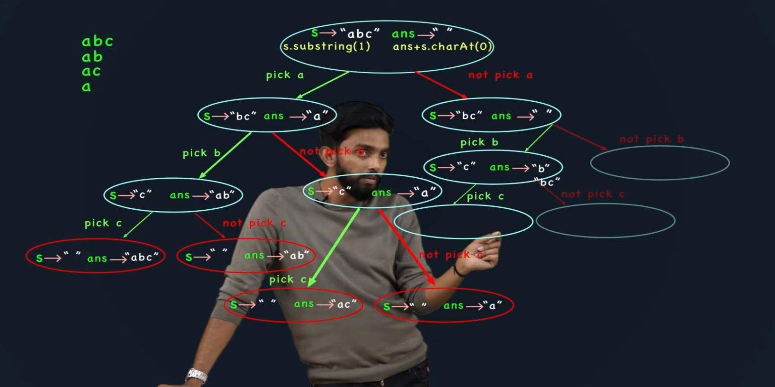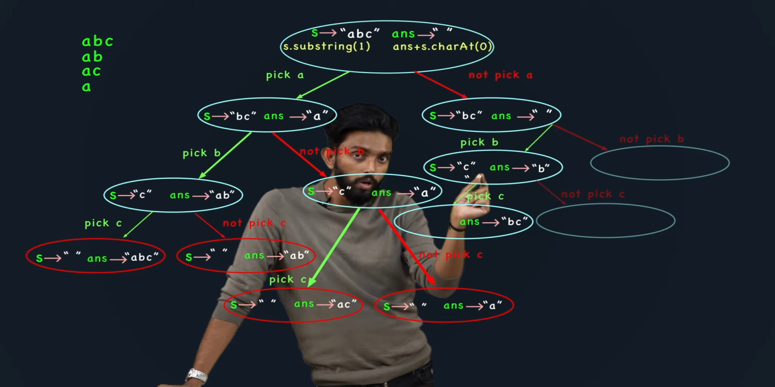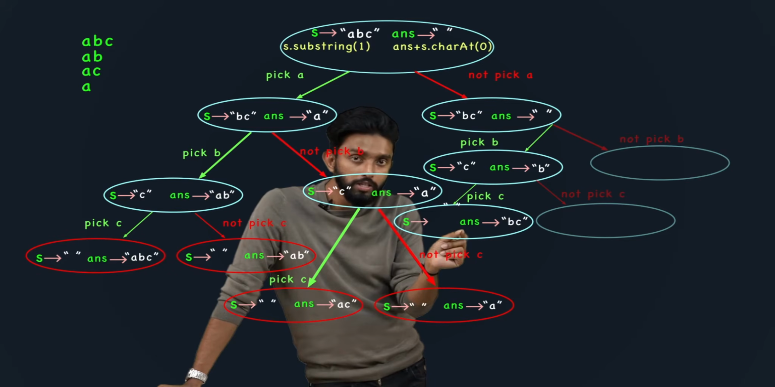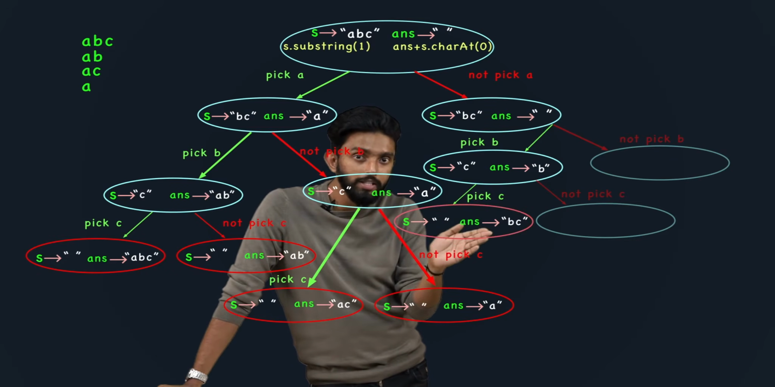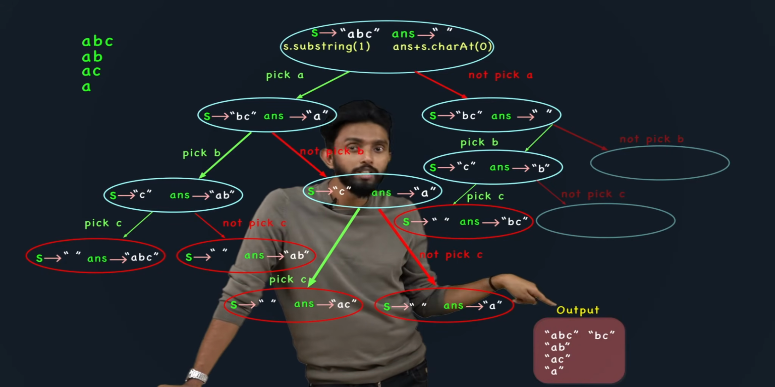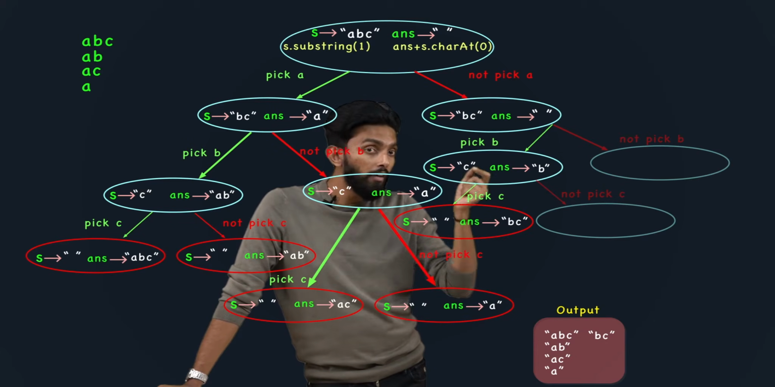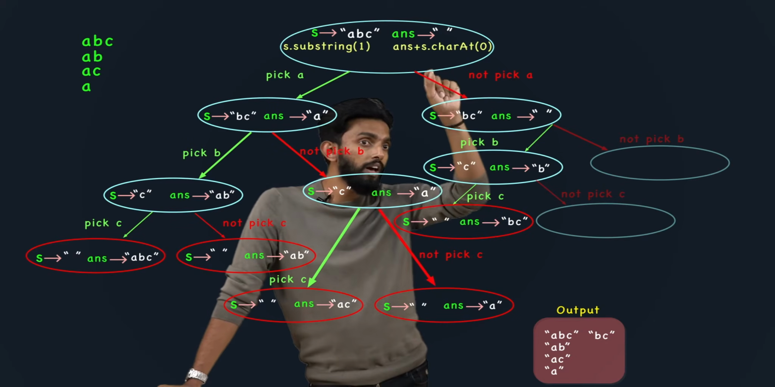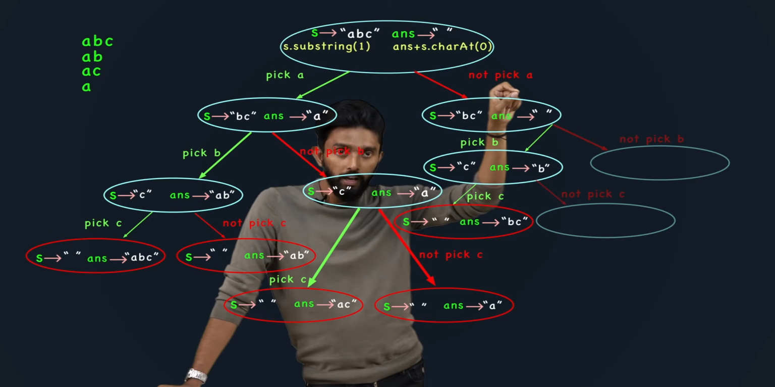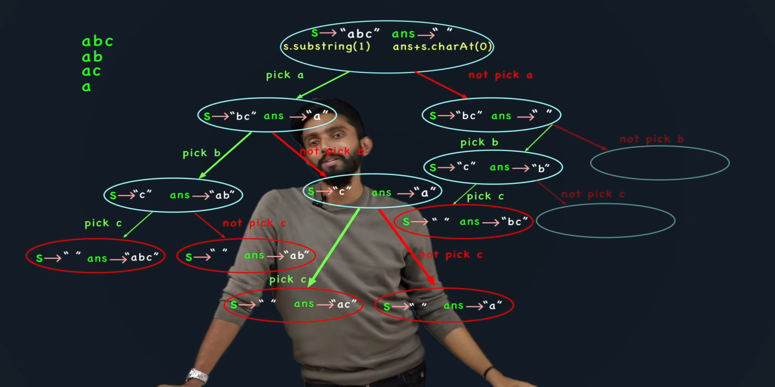It will become BC. BC will be sent to the next call. Substring means here only one is there, it will become empty. Empty string is sent. The moment empty string is encountered, base case is encountered, which means I will directly print whatever is there in the answer, in which case I will get BC. So do you see, I've got the first combination, where I have not picked A, but picked B. Not picked A, but picked B is the first combination, BC.